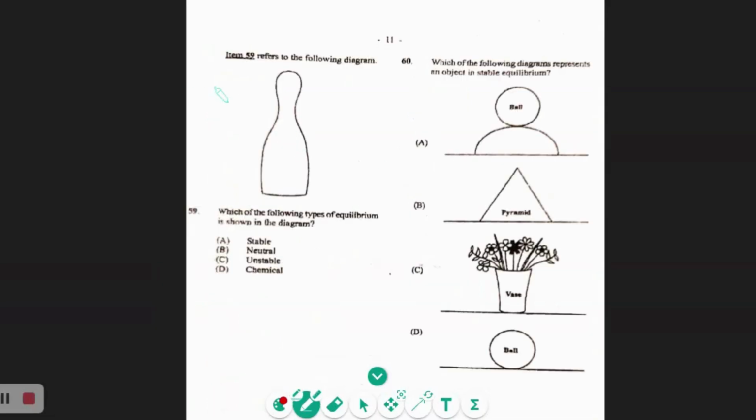And the last two, item 59 refers to this diagram here. So this is like a bowling pin. So which of the following types of equilibrium is shown in the diagram? We know this has nothing to do with chemical equilibrium. So that's out of it. So is it stable, neutral, or unstable? The answer is A. Because the base, look at the base here, this is how we tell if something is stable or not. And 60. Which of the following diagrams represents an object in stable equilibrium? We know the answer would be.